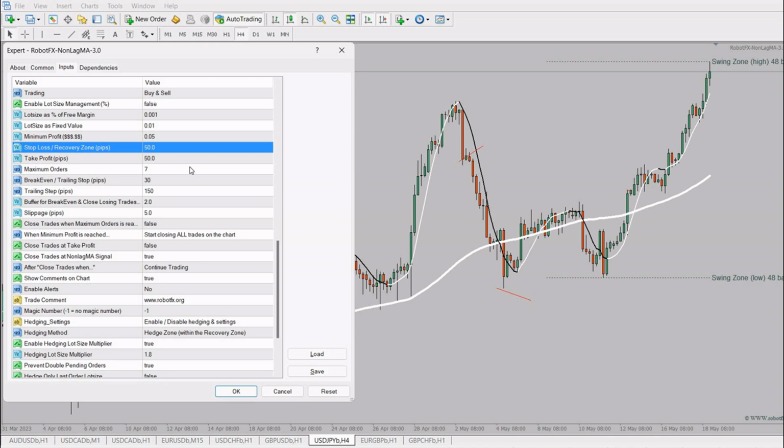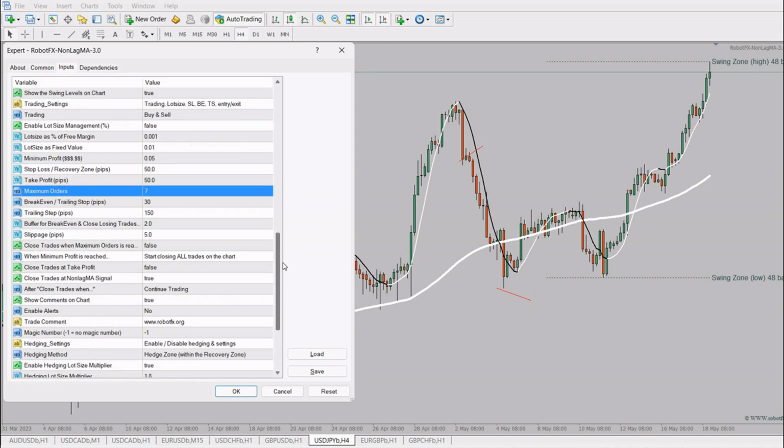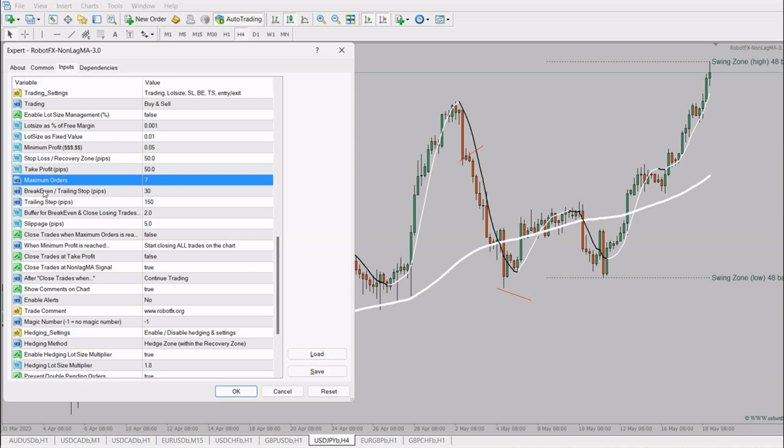Instruct the Expert Advisor to limit the number of trades opened on the chart by setting the maximum orders to a number that your account will support. Don't set it to a number too high. You probably don't want 99 trades at the same time on the same chart. 7 is a realistic number.